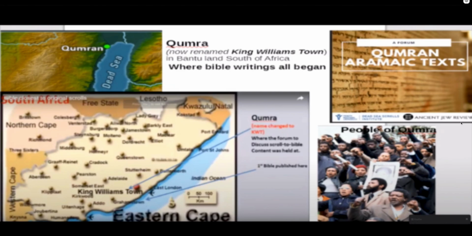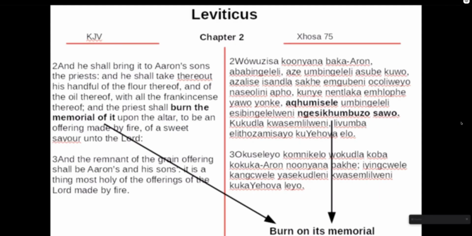Starting with chapter 2, "burn on its memorial." That's what the original text said. That's the Bantu language on the closer side, right? It says burn on its memorial, which means everything has to be burned on the day of its relevance, the memorial day, right? But now the English translation says, "you shall burn the memorial of it."